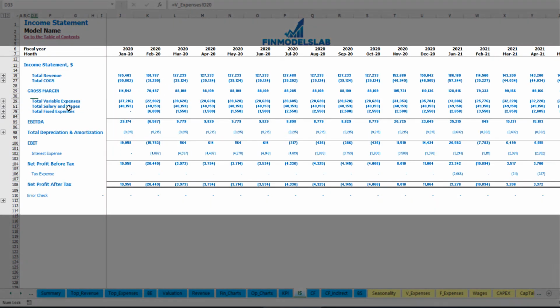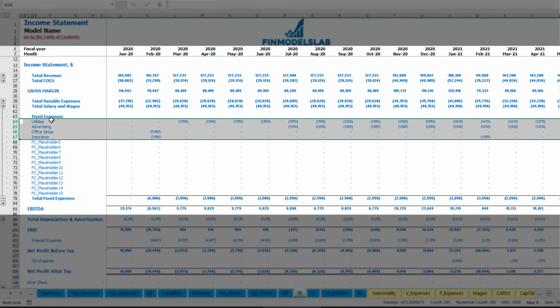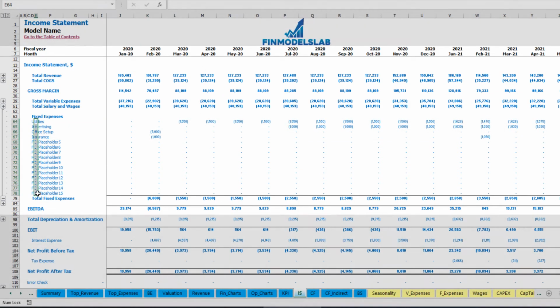Also, in income statement, you may find total fixed expenses group. If you ungroup this section, you can see these amounts broken down by months and by fixed expenses line items.